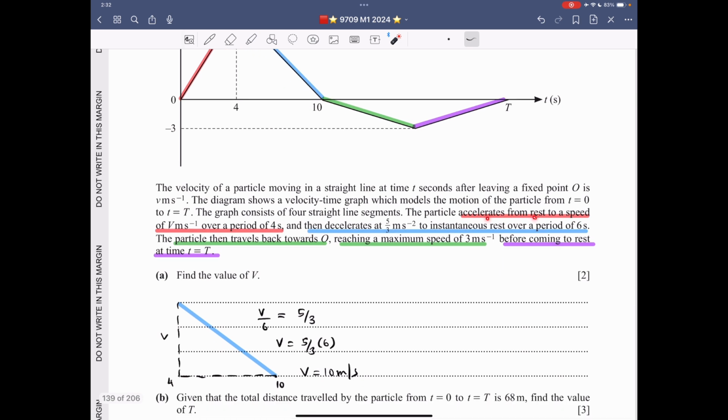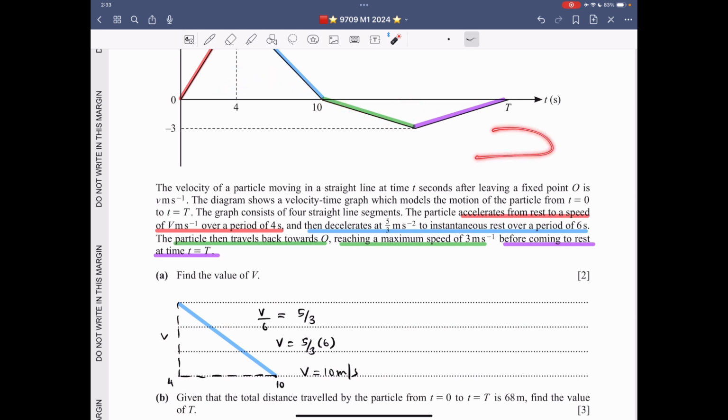It accelerates from rest to a speed of v over a period of 4 seconds. That's the first one. Then decelerates at this acceleration to instantaneous rest over a period of 6 seconds. So 4 plus 6 is 10. The particle then travels back. Therefore, the direction is changing. So area above the x-axis, we consider it to be positive. Area below the x-axis, that is negative. That shows that the direction has changed.